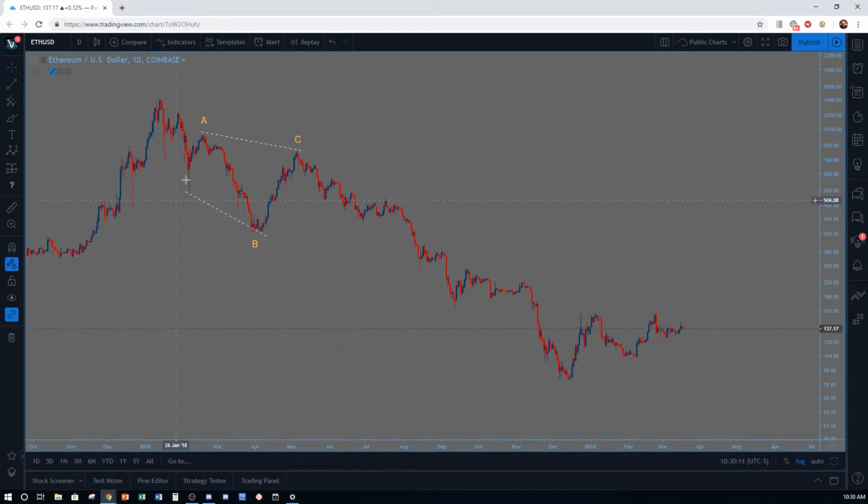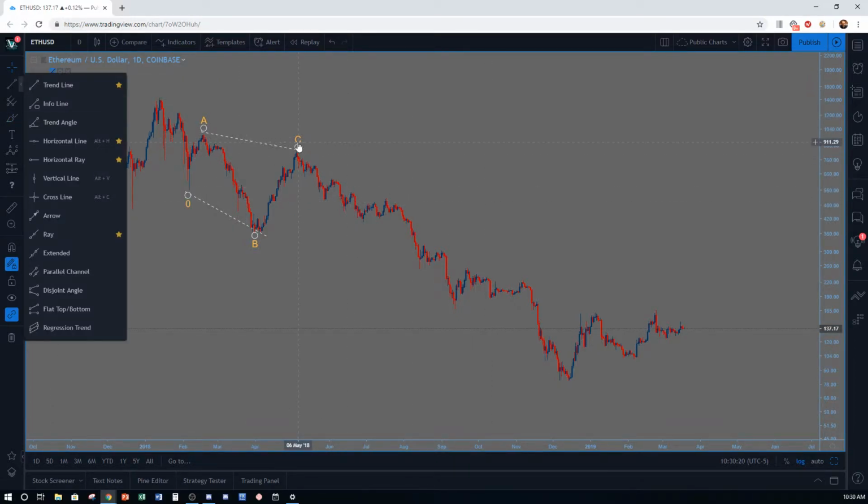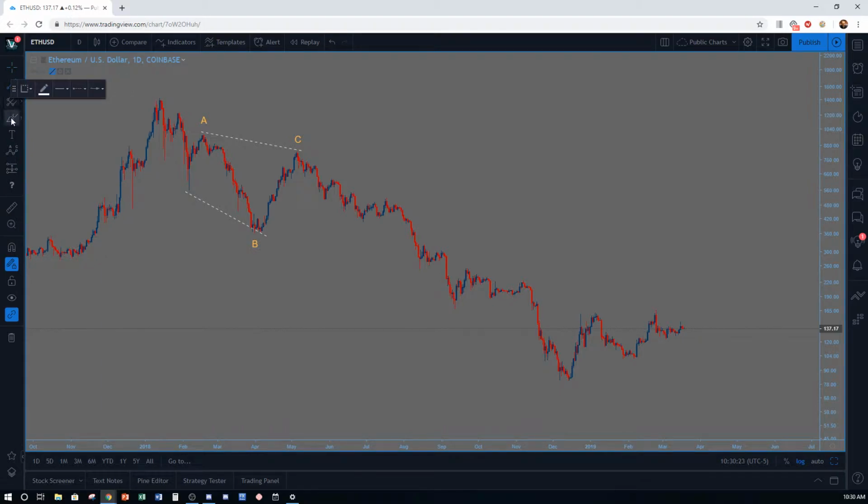So for me, this is a gigantic continuation structure. Obviously, continuation already happened, right? And then we have, well, let's just mark it as a downtrend first. So we've got this high, we've got a lower high, we've got a high and then a low. A lower high, lower low, lower high, lower low. So this is clearly a downtrend. And we've since broken out of this downtrend.